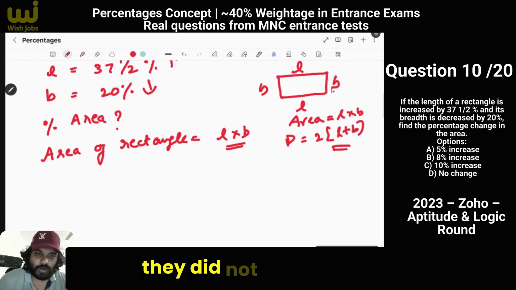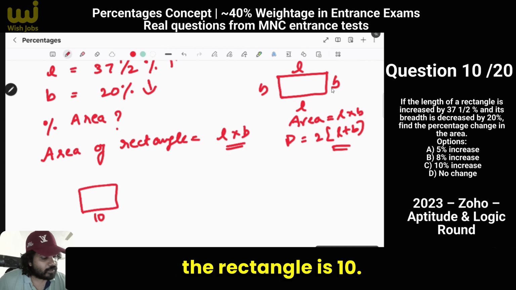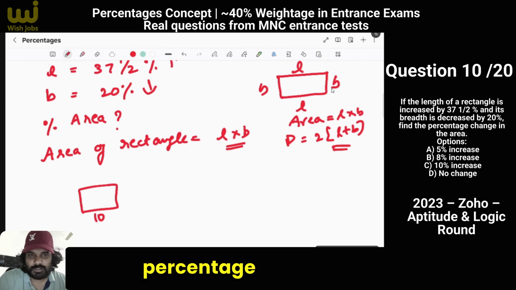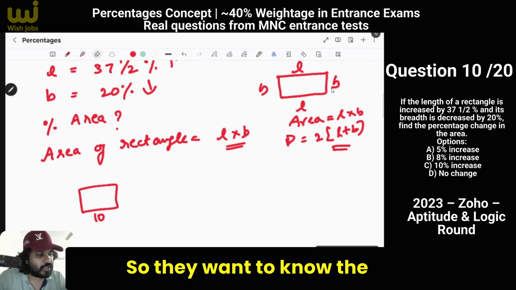Now, they did not give you the sizes. They did not give you that the length of the rectangle is 10 and ask us to find the area. They're just saying one of the lengths is increased by this much percentage and the breadth is decreased by this much. But what is the percentage change in the entire area? So they want to know how much the area increased.